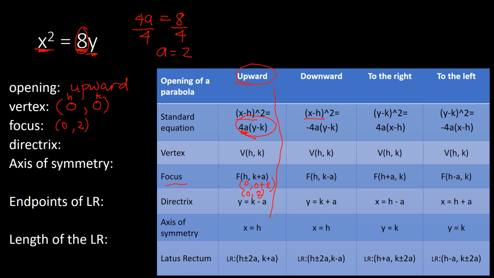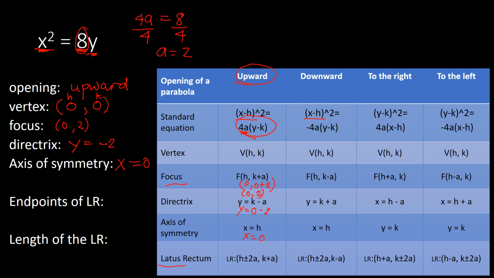Next, we have to go through with the directrix. Our directrix here is y equal to k minus a. So again, we have y equal to k minus a. So y will be equal to our k there, which is 0, and then minus our a there, which is 2. Simplifying that, 0 minus 2 is negative 2. So our y there will be equal to negative 2. Next, on the axis of symmetry, we have that as x equal to h. So x there will be equal to 0.